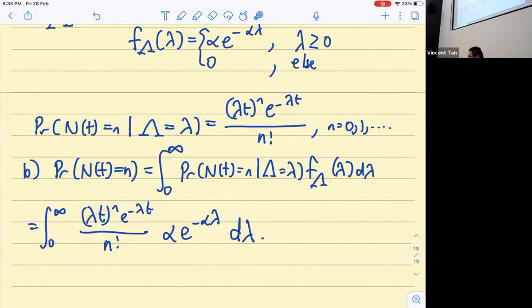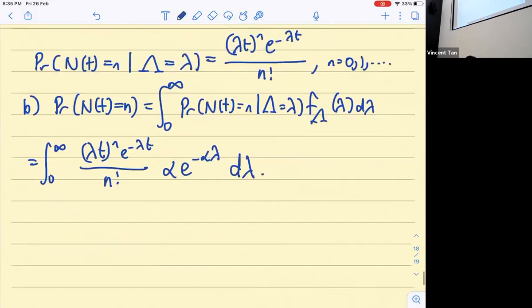Can you see? So we need to massage this so that we get an Erlang. We have a distribution, and we know that every PDF has to integrate to 1. So we need to massage this into an Erlang. Okay, massage. So we have this, everything that has nothing to do with the integration outside.